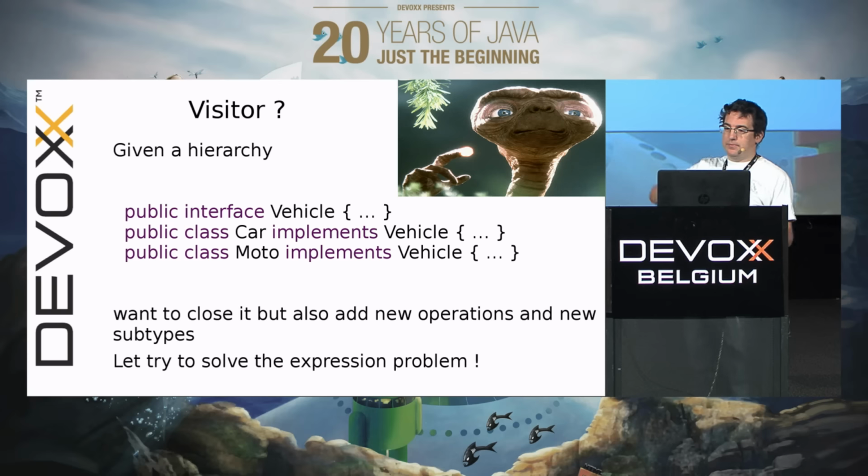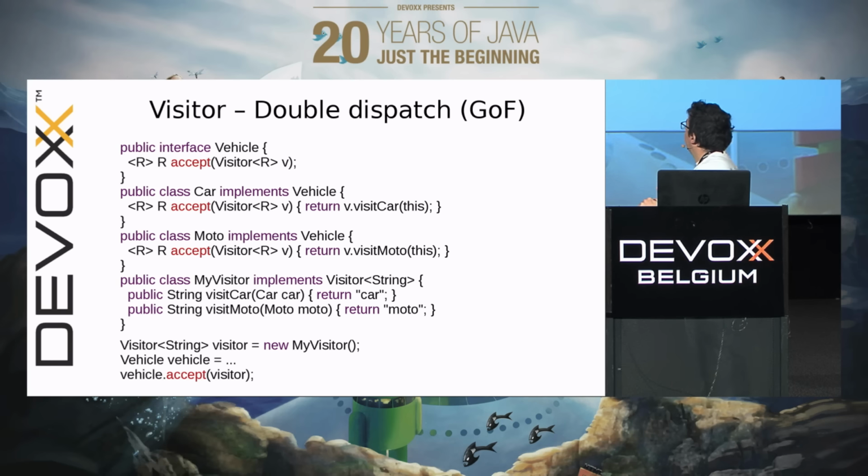So let's take a look at the way the visitor pattern tries to solve the expression problem. In the visitor pattern, for each implementation, you will have to implement a method called accept, which means that if your hierarchy doesn't have this accept method, you will not be able to use it. You will not be able to add new operations on it.